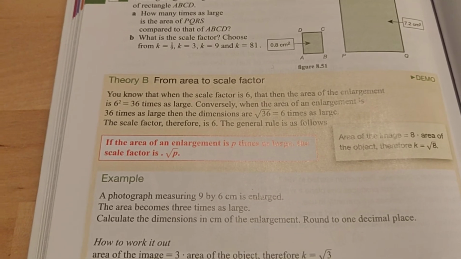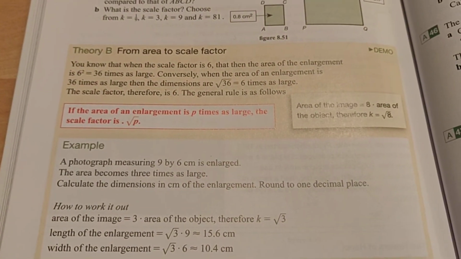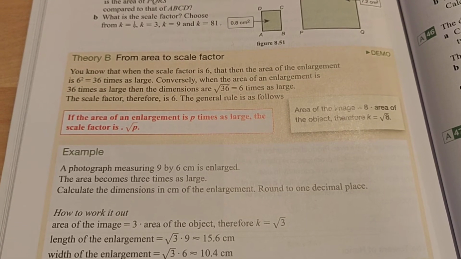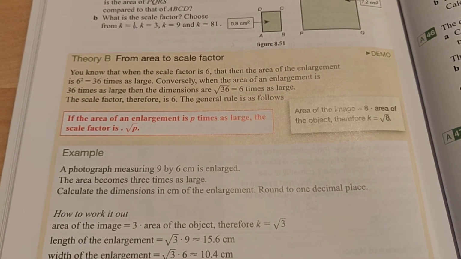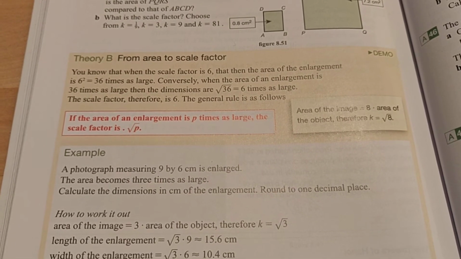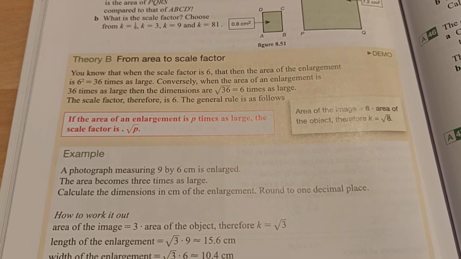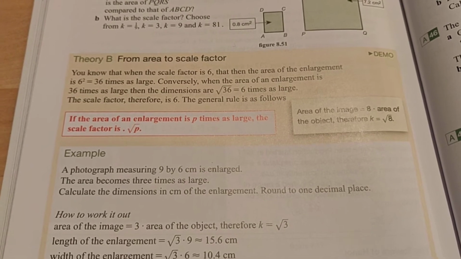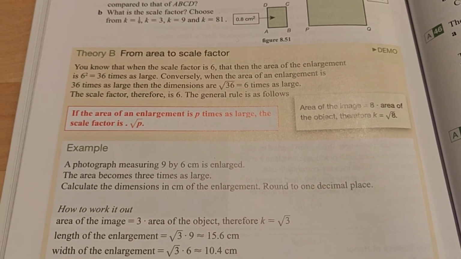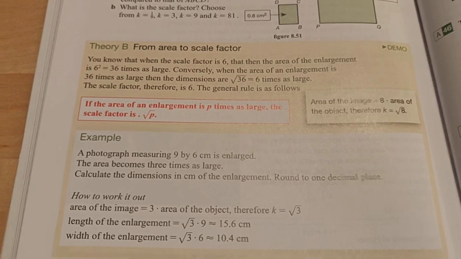Now, one thing that you should know is this rule over here. It says that if the area of an enlargement is p times as large, the scale factor is the square root of p. I also explained this in my previous video, but if you know how many times the area is as big, you have to take the square root of that, and then you know how many times as big all the individual lengths are, like the width and the length and the height, for example.